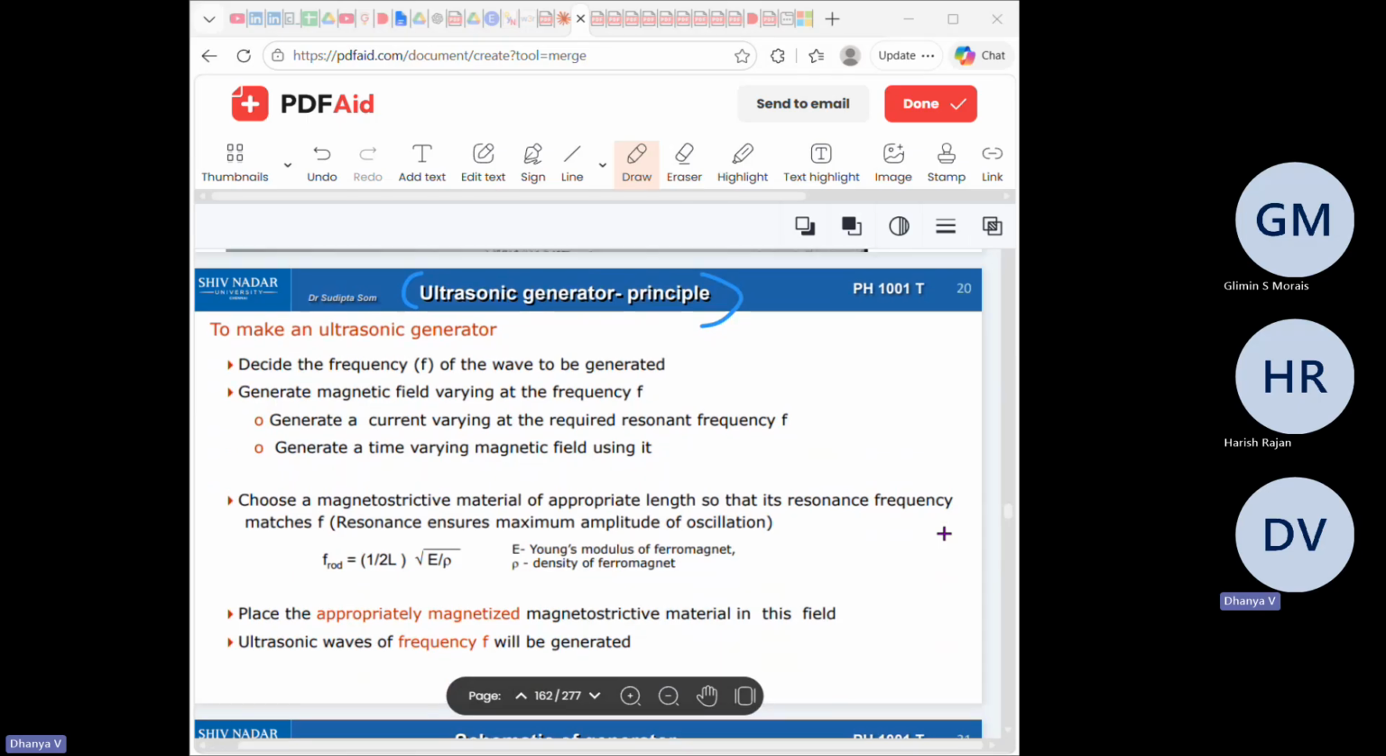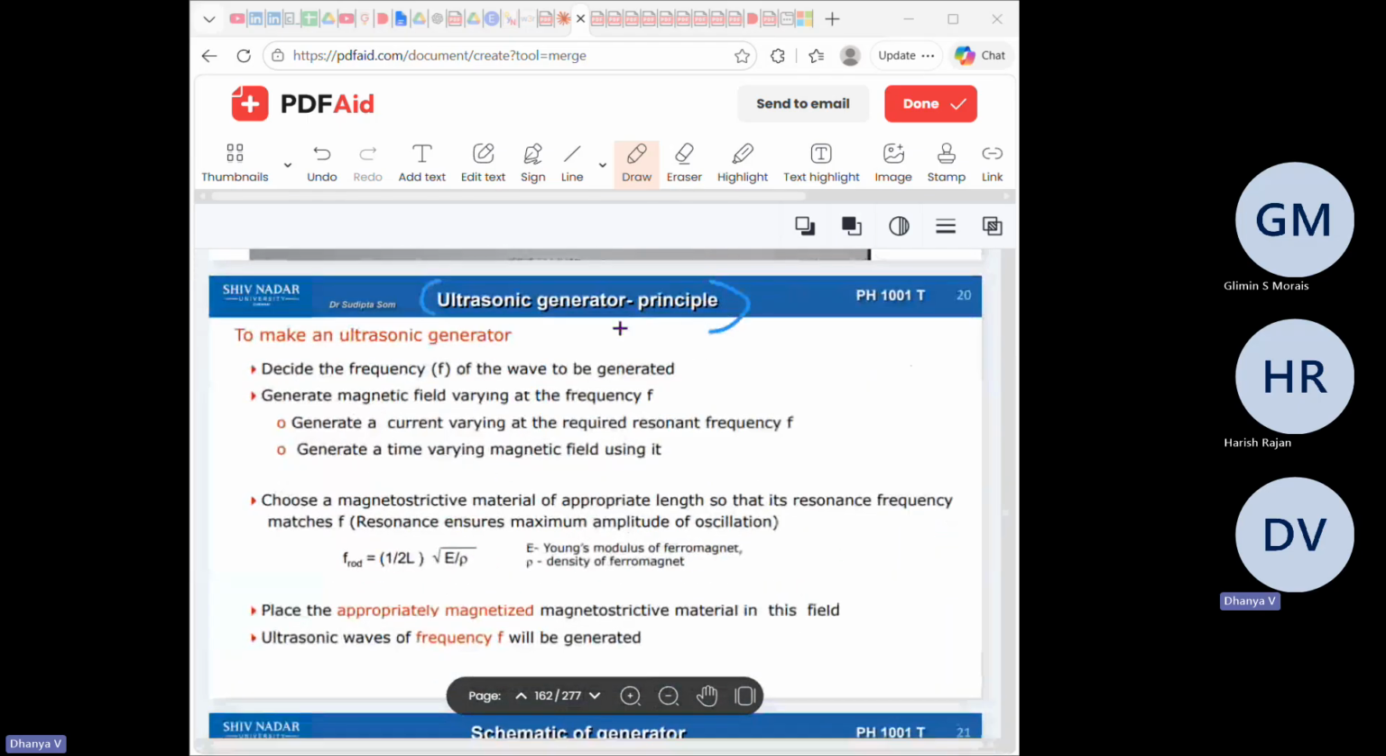Okay, so your ultrasonic generator. This is mainly the thing that is required. Decide the frequency of the wave to be generated, and then generate a current varying at the required reference frequency f, generating a time varying magnetic field using this.